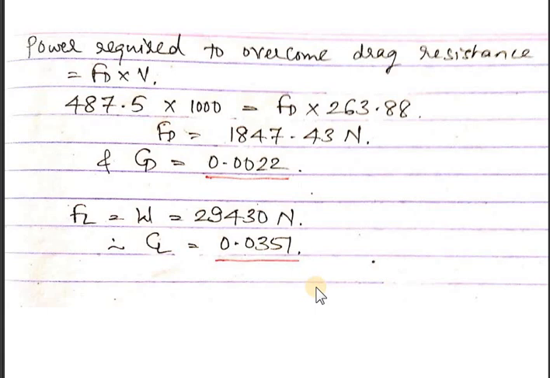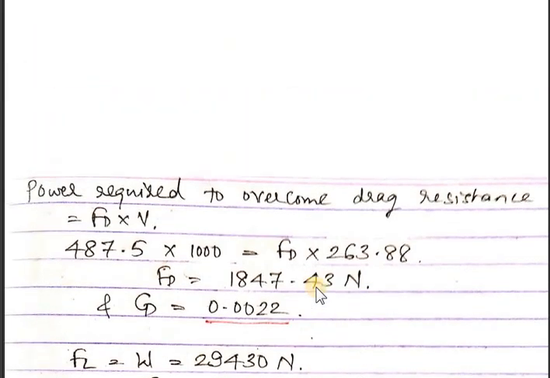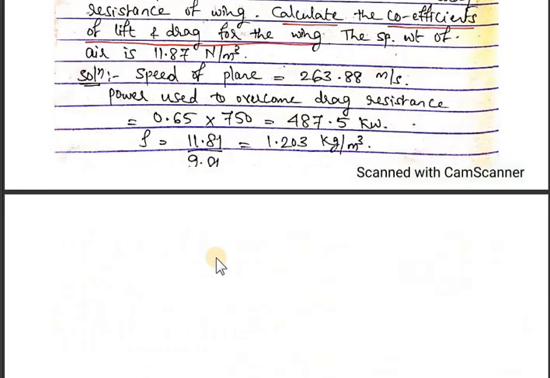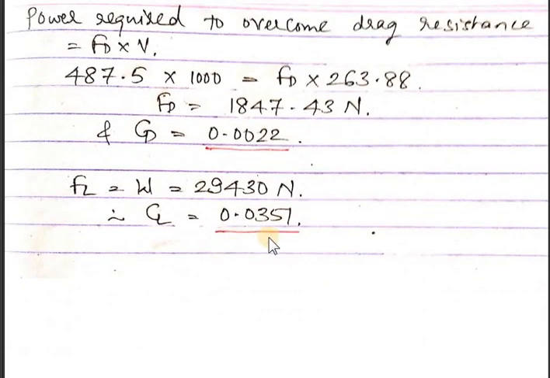So this equation is nothing but CL, as you have seen in the earlier topic. You can see here how we are finding the CD and CL by using the FD equation itself. CL is given by 2FL divided by A into rho V square. So by using this formula, we are finding the coefficient of lift as 0.0351.